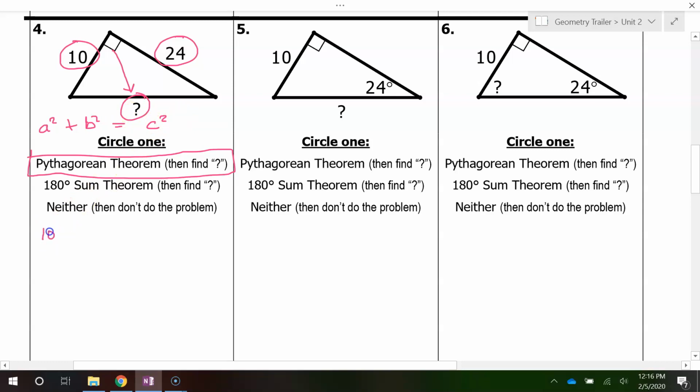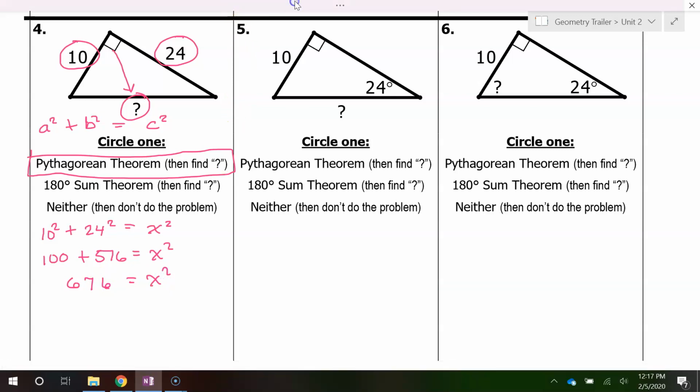So I'm going to have 10 squared plus 24 squared is equal to x squared. So that's going to be 100 plus, let's see, I have to check and see what 24 squared is. 576. So of course that'll be 676. And now we need to do the square root of both sides. So the square root is 26. All right, so that's it for number 4.